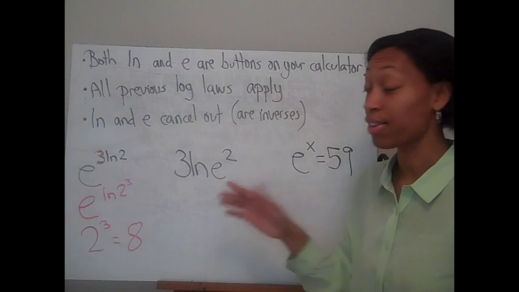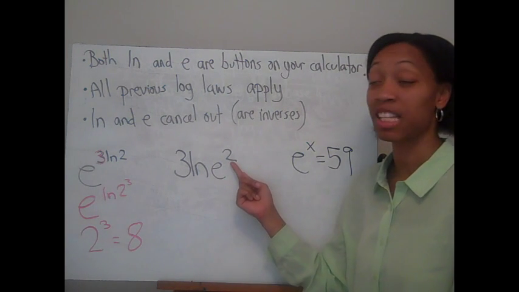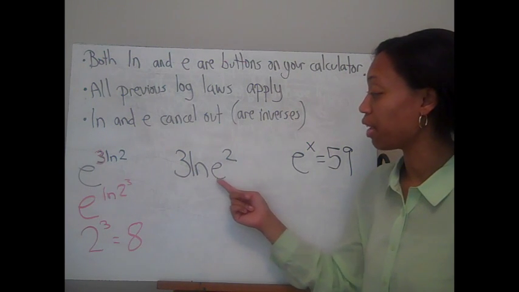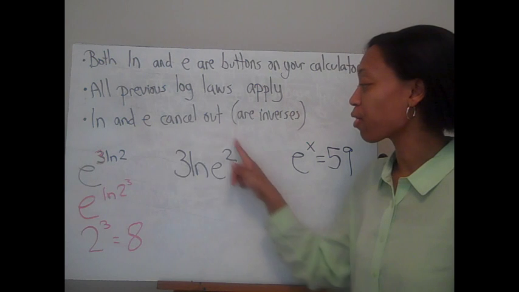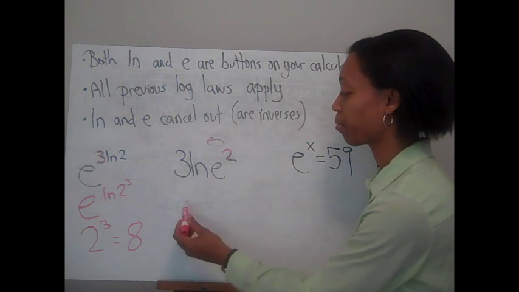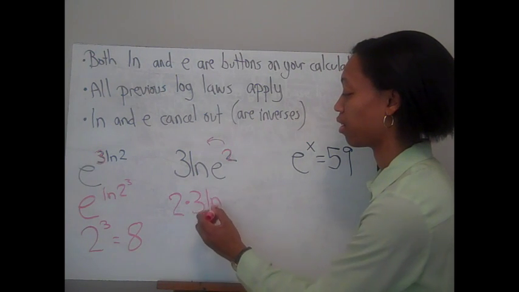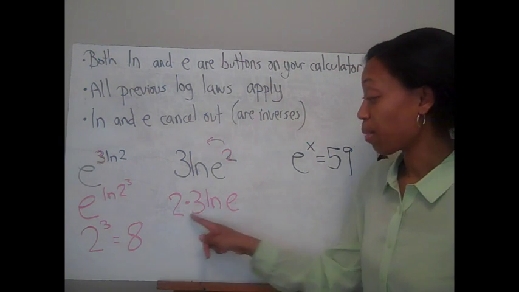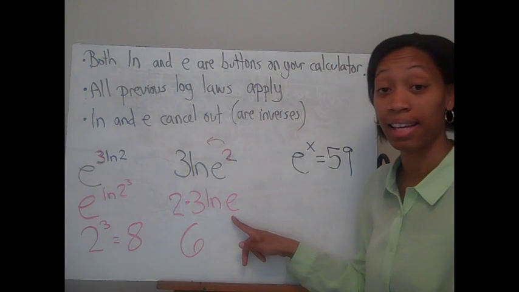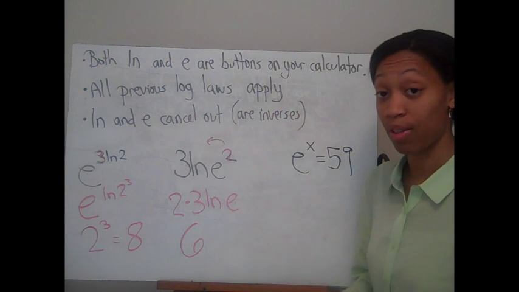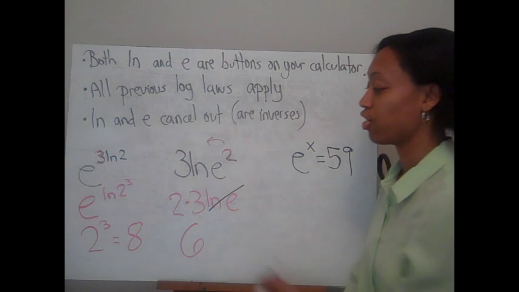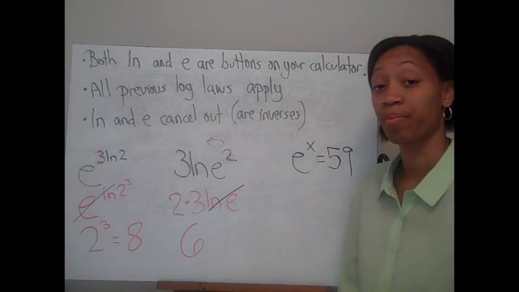In this one, the same rules apply. When you have an exponent out front with this e, like squared right here, we have 3 times ln of e squared. That squared can come out front to become multiplication. So I'm going to take this 2 and move it out front: 2 times 3 ln e. 2 times 3 is 6. But the ln and e, again, they cancel. That's what I want you to pick up from this: ln and e cancel here, just like ln and e cancel here.